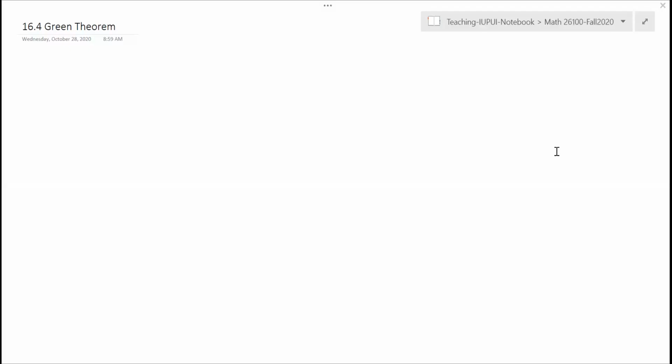Okay, so today we are going to start a very important theorem called the Green theorem. Before I talk about the Green theorem, I have to give a definition of a domain which is called simply connected. Simply connected domain means there's no hole in the middle, roughly speaking.